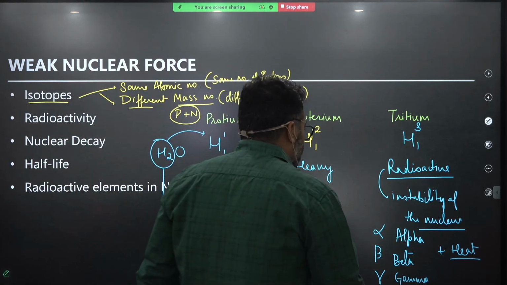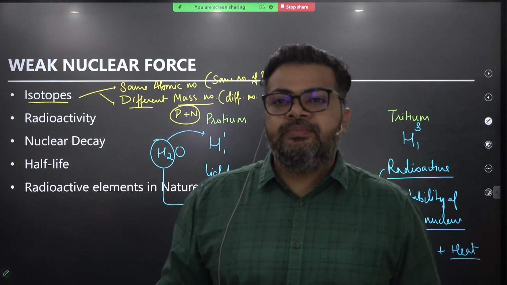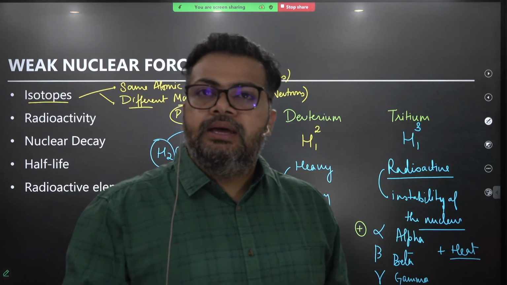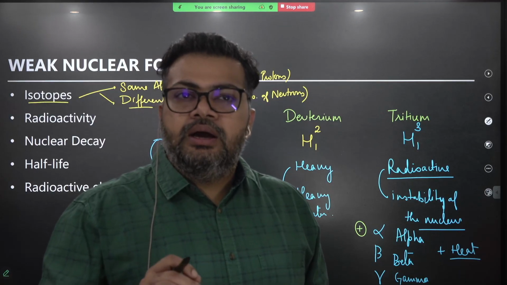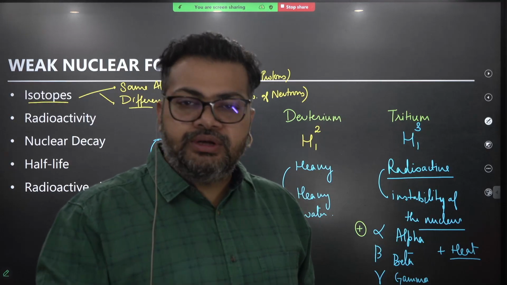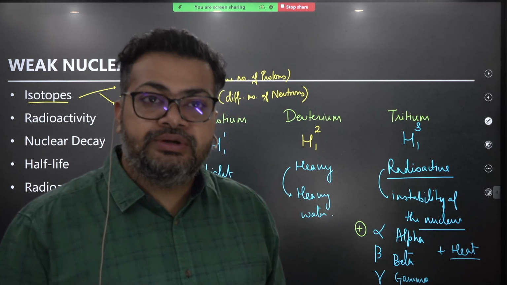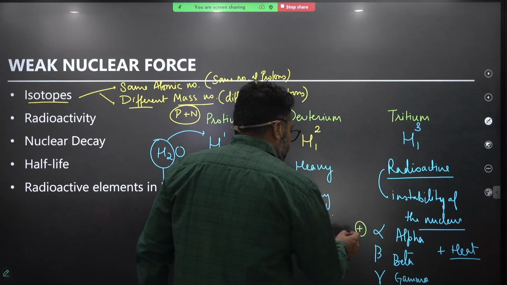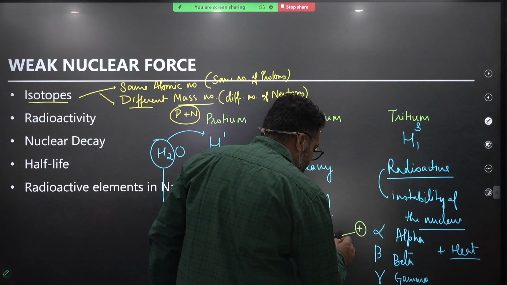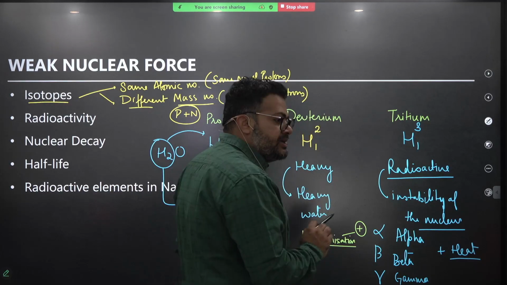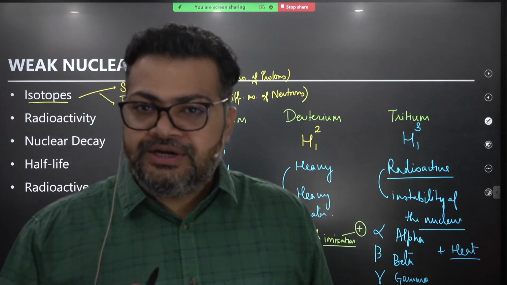Alpha rays are actually positively charged rays. You can write down: alpha rays, or alpha particles, are positively charged particles. These alpha particles have low penetration power, but they have high ionization power. What is the meaning? Don't worry, I'll explain this. So they have high power of ionization but low power to penetrate, right?